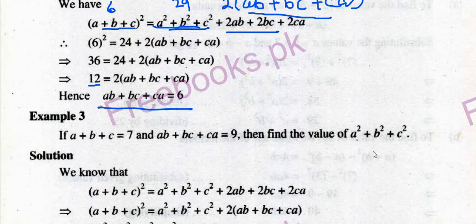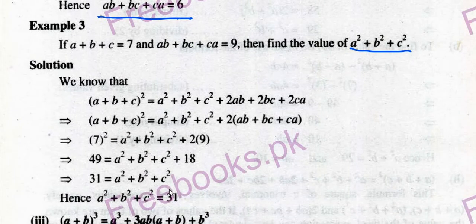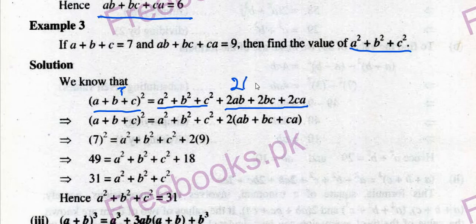How to find this one? If these two are given, again write the formula which involves the trinomial. This is given, 7. This is unknown, which we are going to find. This is also given. If you take 2 as common, ab + bc + ca, this is given, which is 9.